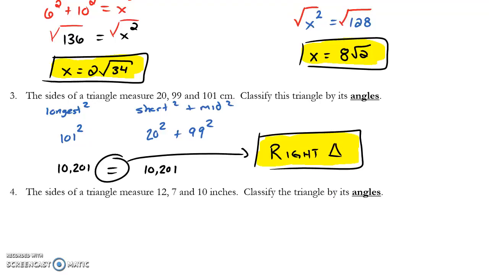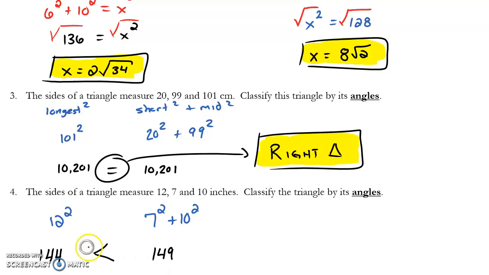Our last example here is similar. I have to compare my longest side to my short side plus my middle side. Now my long side is 12. Don't just go in order. Make sure you pick the biggest number. I'm going to compare 12 squared to 7 squared plus 10 squared. So I'm comparing 144 to 149. Now, 144 is less than 149.